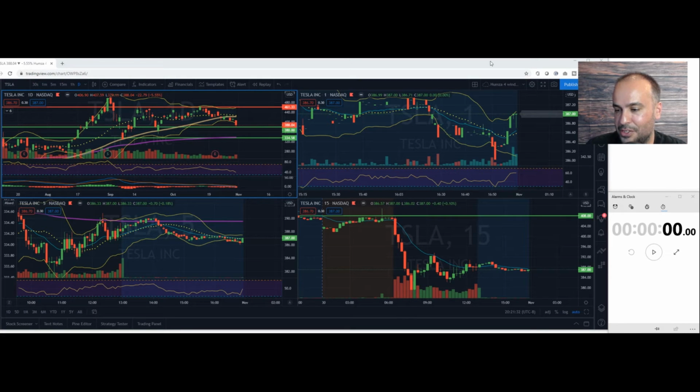All right, let's get this timer started. And let's begin. So we saw this massive sell-off in Tesla on Friday, like most of the market, and you can see that the green volume bars here are extremely small. Got a great bounce at the stock at the 380 mark.